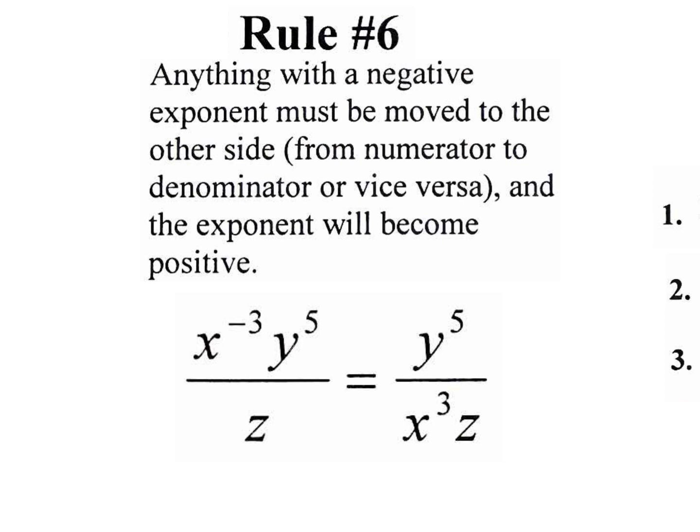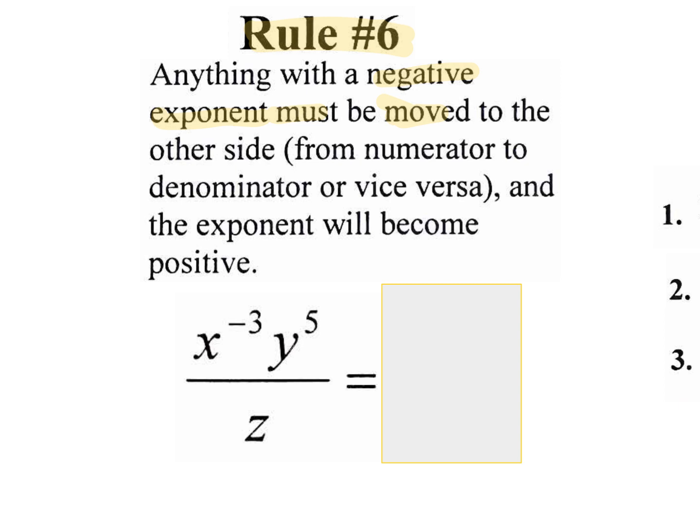Okay. Let's move on to rule 6. This one is a little tricky, all right? Because there's movement going on. Rule 6, and I hope you guys jot this down. Write down rule 6, and then write down negative exponents must move. Negative exponents must move from one side to the other, from the numerator to the denominator or vice versa, and then the exponent will become positive. Okay, so I apologize. I probably shouldn't show you the answer. Let me cover that up.